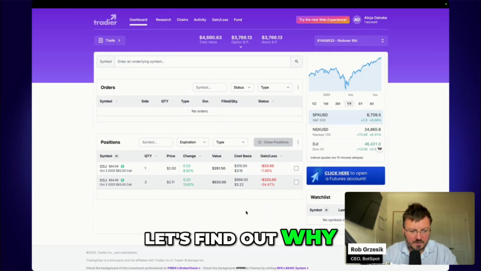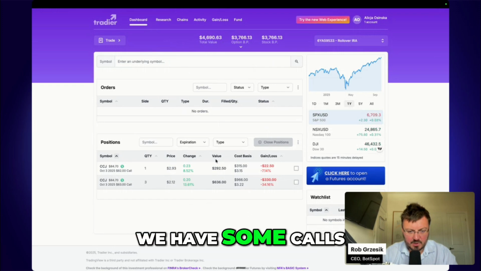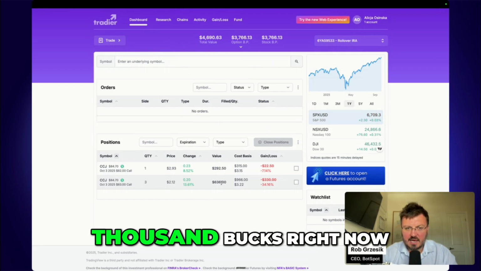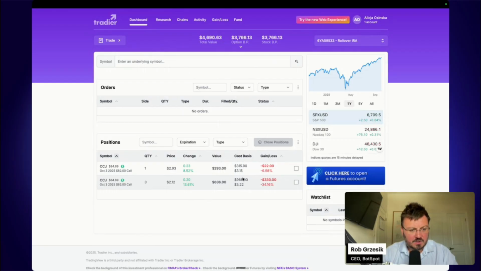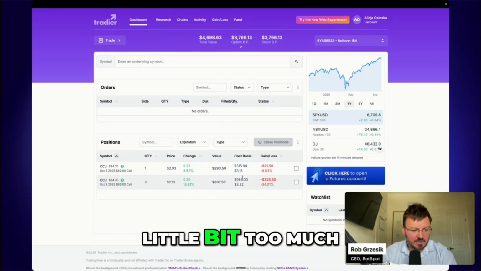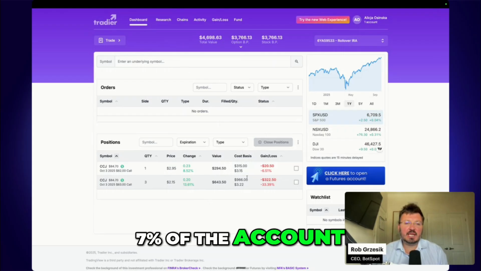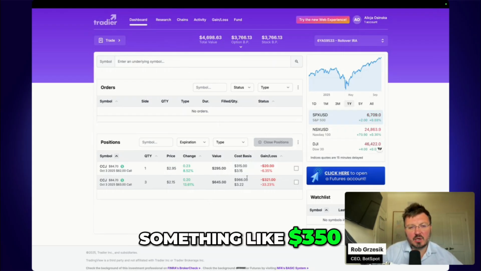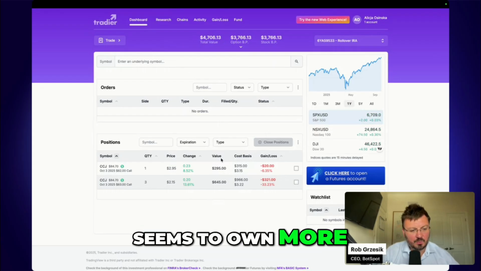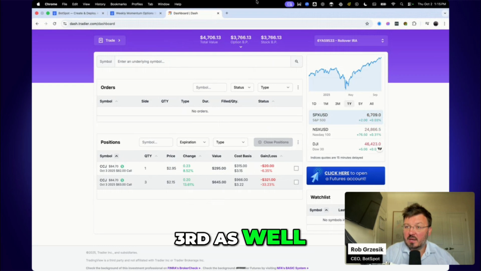Let's find out why. So we have the call options. This is exactly what I would have expected. We have some calls. It's worth about $1,000 right now. Our cost basis was a little higher. So maybe this strategy is buying a little bit too much, because it's supposed to be, I think, 7% of the account. So if you say $5,000, 7% of the account, it should be something like $350, but it seems to own more than what it's supposed to. These are expiring October 3rd as well, so that's expiring tomorrow.